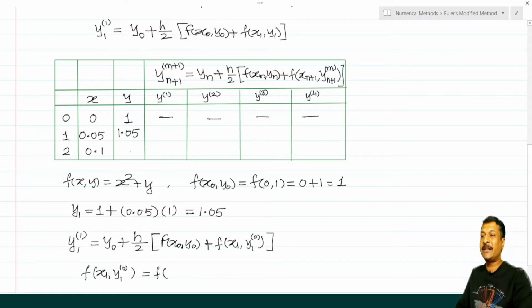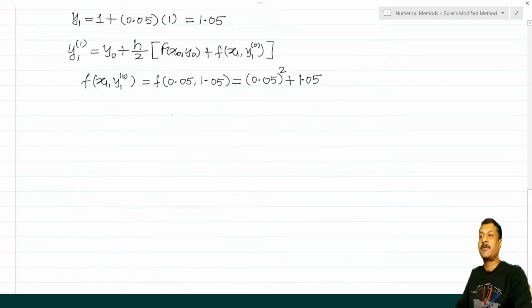What is the value of x1? x1 is this 0.05. And what is the value of y1? That is 1.05. What is f of xy? x square plus y. So I am getting here x square means 0.05 square plus y means 1.05. So find this value. If we restrict our answer up to 3 digits, I am getting by calculator 1.053. So this is our f of x1 y1.